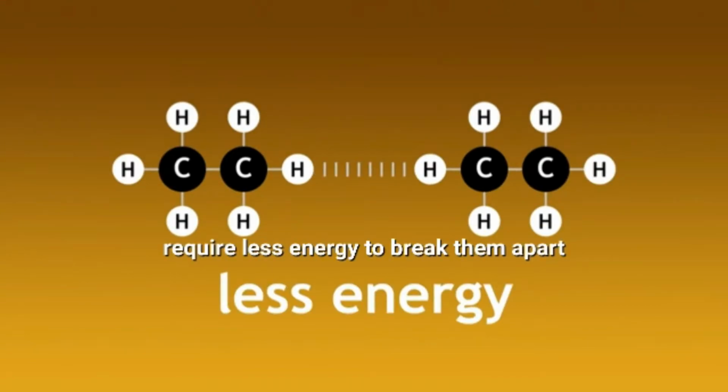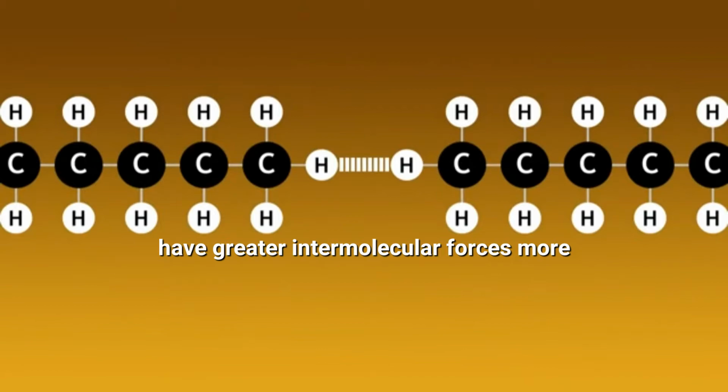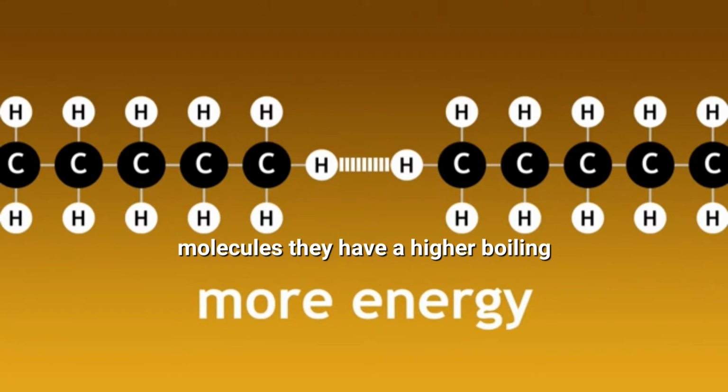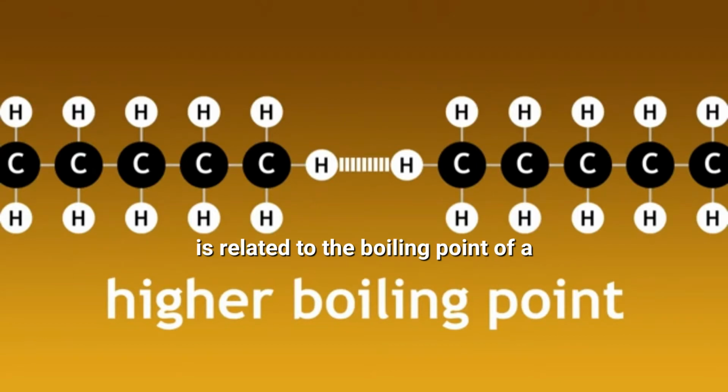The small molecules have weaker intermolecular force and so will require less energy to break them apart and turn them into gas. They have lower boiling point. The longer molecules have greater intermolecular force, more energy is required, a higher temperature. They have a higher boiling point. Now we can understand how chain length is related to the boiling point of a molecule.